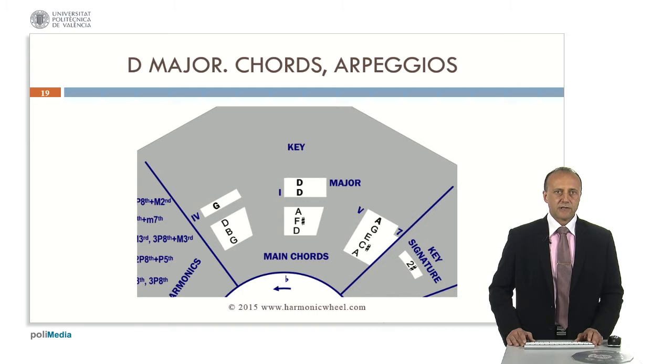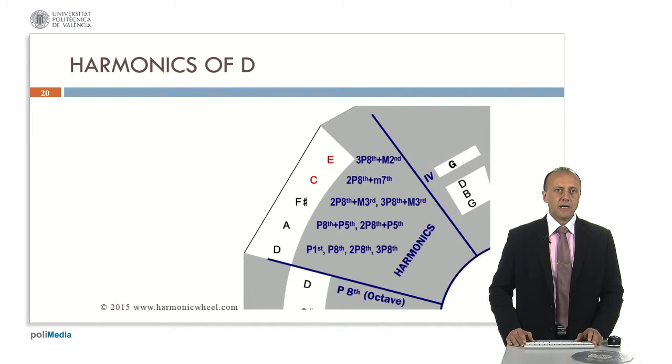The three main chords in D major key are in the upper part of the abacus. We have the tonic, D major, subdominant, G major with the notes that form them, and the dominant seventh, A seventh. Here we can find the harmonics of D. The most important one is note A, and then note F sharp, and other harmonics are C and E.